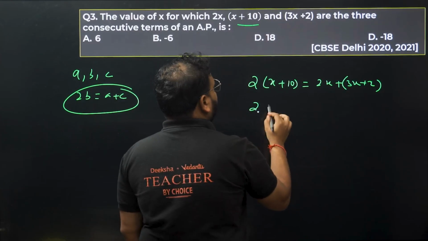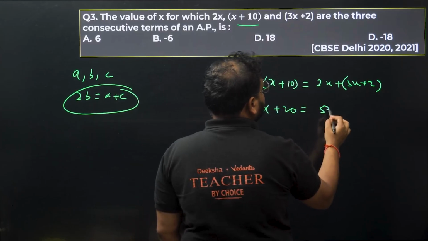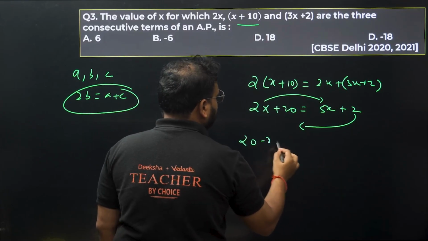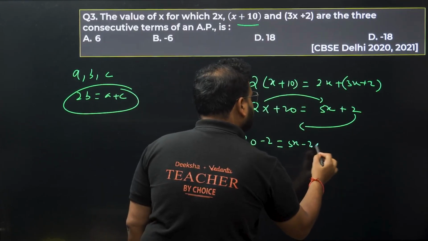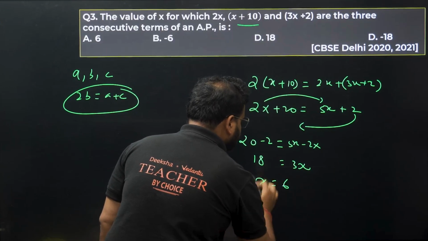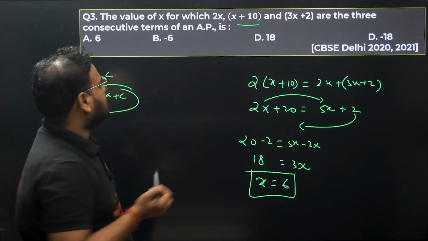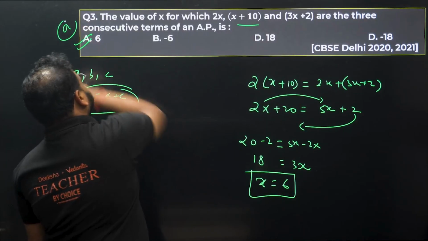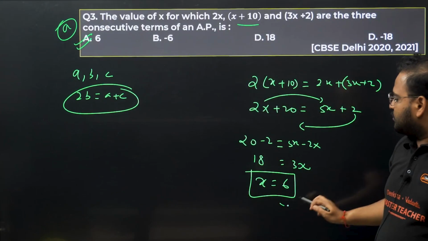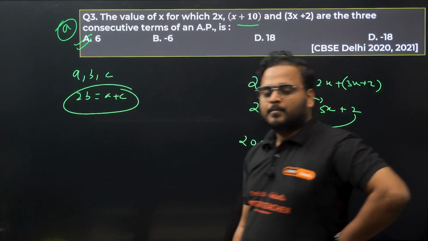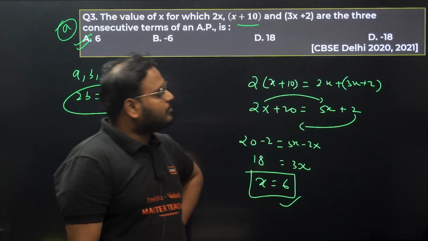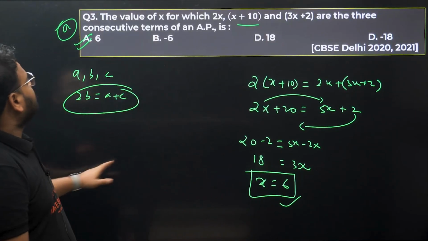Right. So 2x plus 20 equals 5x plus 2. This 2x over here, this 2 over here, I get 20 minus 2 equals what? 5x minus 2x, which is 3x, and this is nothing but 18. I get x value as 6. Answer is option A. Please check. Answer is x equals 6. Option A is the correct option. Okay. Alright, PYQ from Delhi paper CBSE 2020 and 2021.